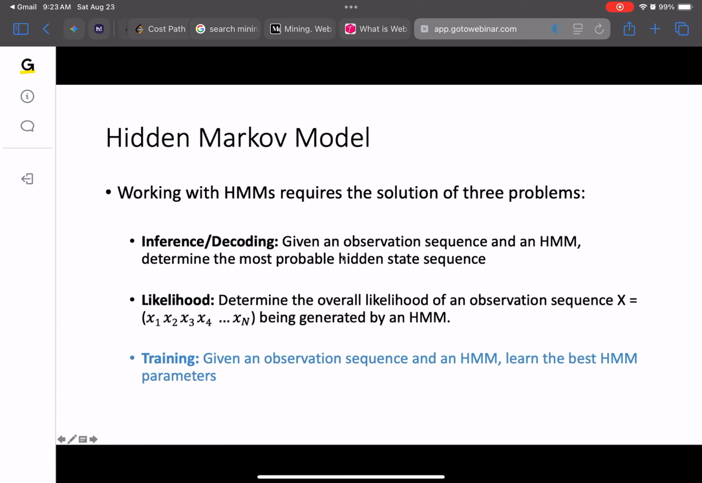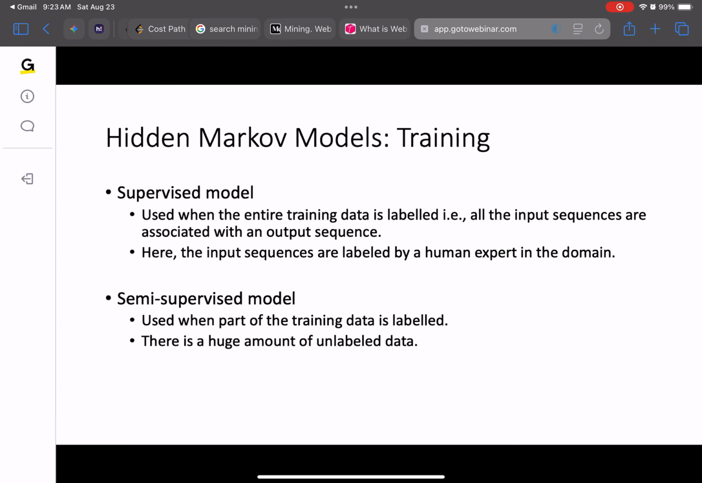So far we discussed the inference and likelihood problems, and next we will discuss training the HMM parameters and obtaining the parameters of the HMM. Based upon the availability of labeled data, we can train an HMM in two approaches. If the entire training data is labeled, then we can perform supervised training. But when a huge amount of data is unlabeled, then we have to go for semi-supervised modeling.